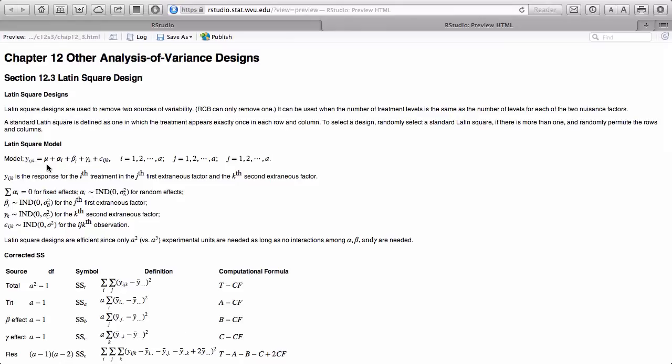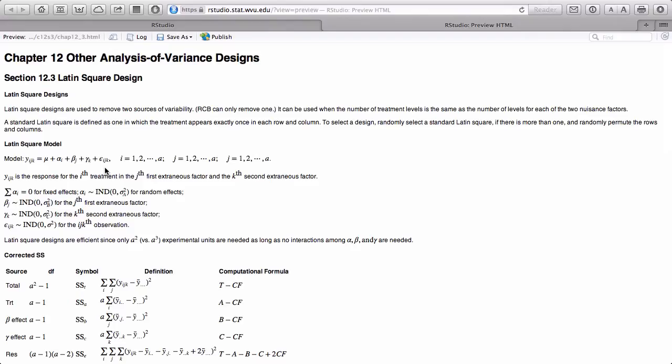And so we have a design like y sub ijk equals mu plus alpha sub i plus beta sub j plus gamma sub k plus epsilon sub ijk. What this means is y sub ijk is the ith treatment in the jth, let's say, row, and kth column. You can think of it that way. I called it the first extraneous factor and the second extraneous factor.